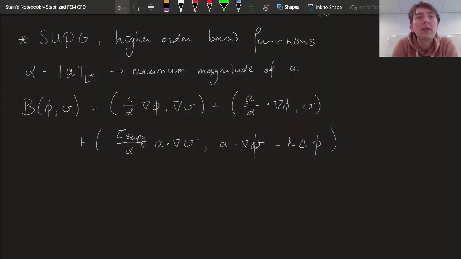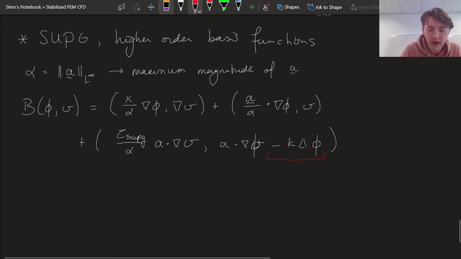So let's talk about that more difficult case. So again, SUPG, but now with higher order basis functions. Now we still have our normalization with respect to the maximum magnitude of A, the L infinity norm of A. And we have here our normalized bilinear form. And in this case, this new term here does not drop out. We can't neglect it. For the higher order basis functions, this is not equal to 0.